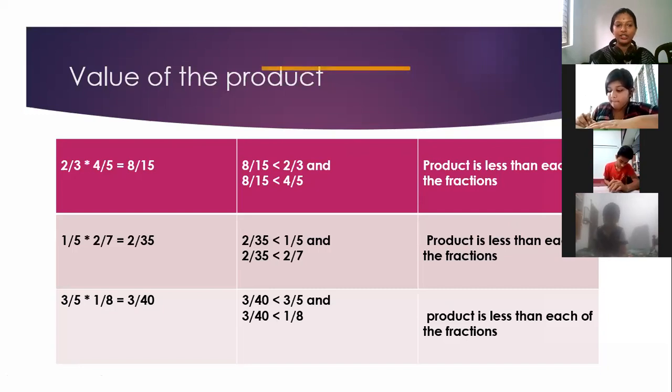We know, as we have done earlier, that 2 by 35 is a very small number. Only 2 of 35 is chosen. And in our given fractions, there are 1 by 5 and 2 by 7. As we know, 1 by 5 and 2 by 7 should be greater than 2 by 35.